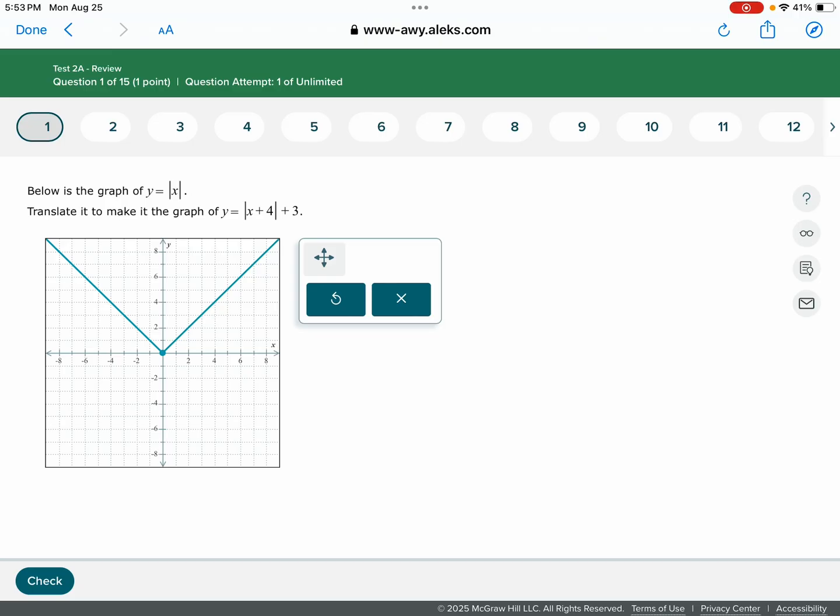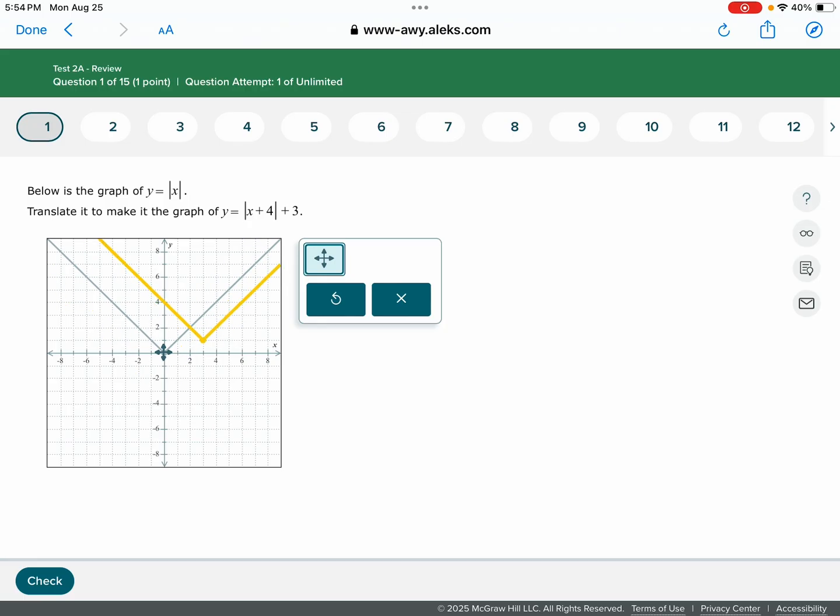For question 1, we don't even really need to graph. It says below is the graph of y equals the absolute value of x. Translate it to make the graph of y equals the absolute value of x plus 4, plus 3. If you're doing the review right now, you can click on the button with the four directional arrows, click on the vertex, and move it around.